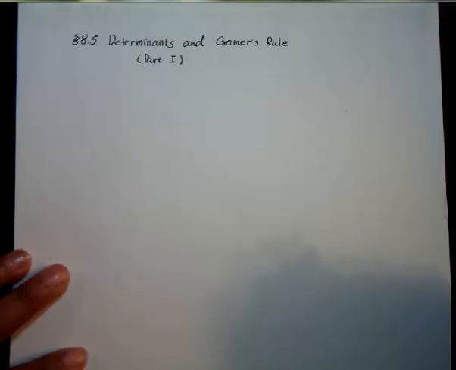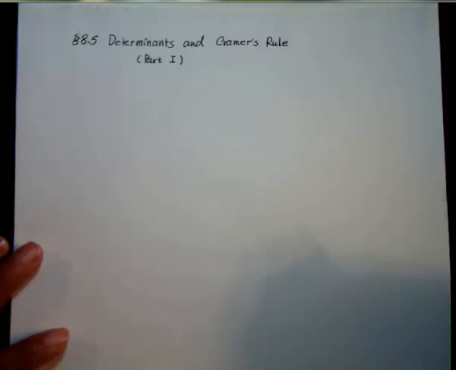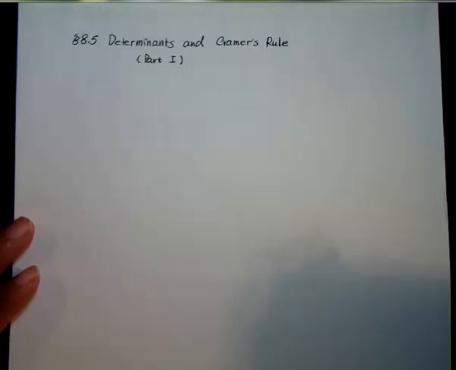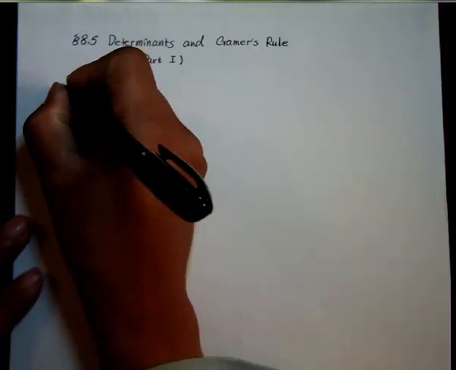In section 8.5, we are going to learn the determinants and Cramer's rule. For here, I'm going to separate that into two parts. Part 1, we are going to learn about the determinant.